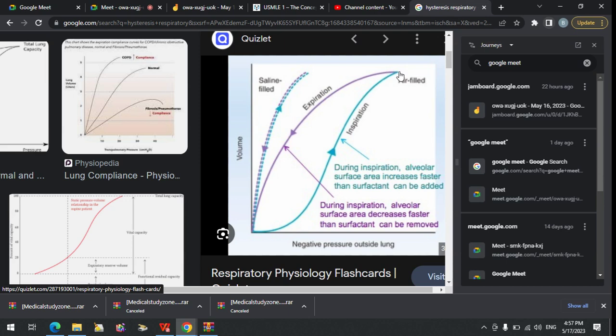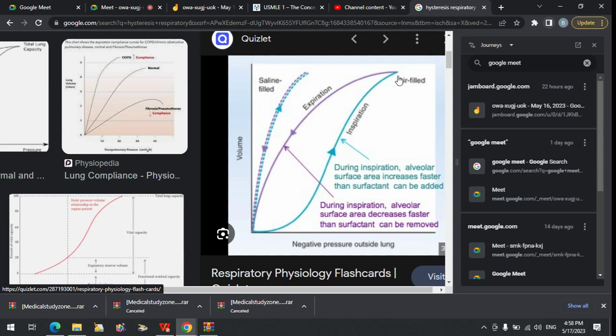At the end of inspiration, the radius is also highest. I said at the end of inspiration, at the beginning of expiration. Do you get? Okay, so that is where you expect the most compliance.